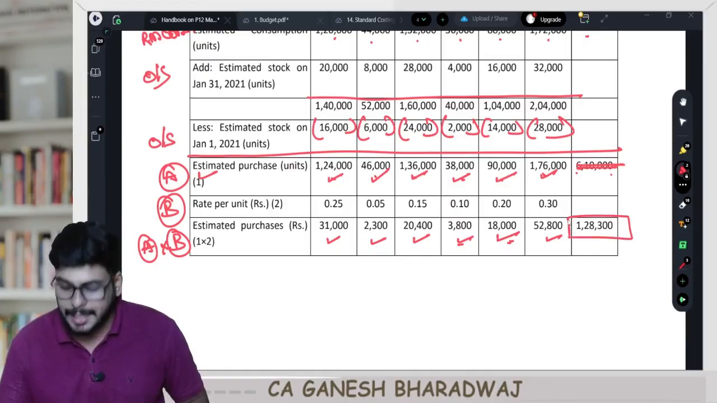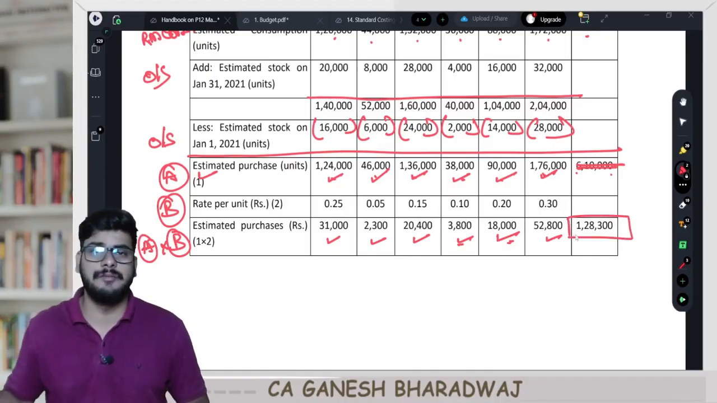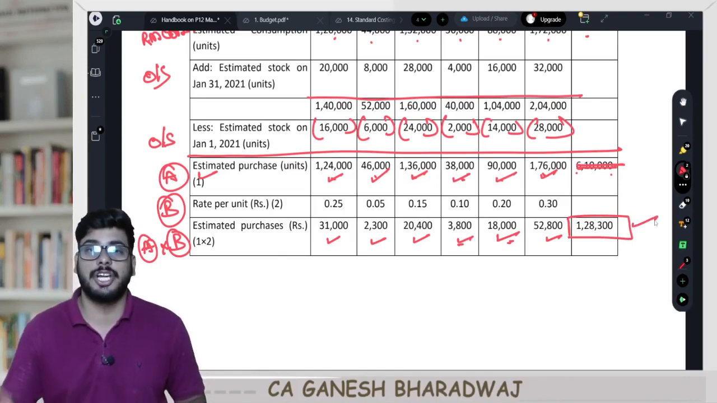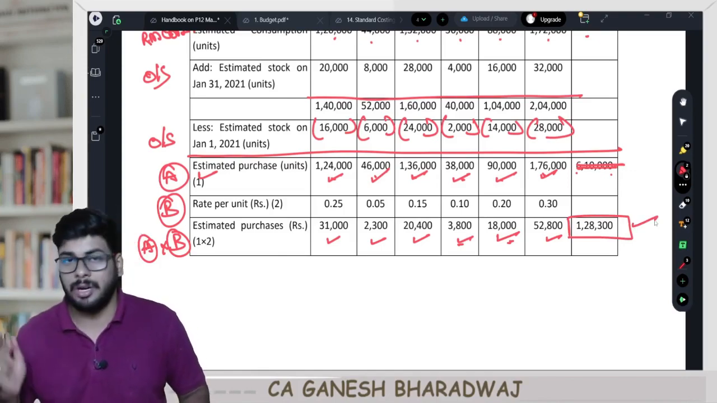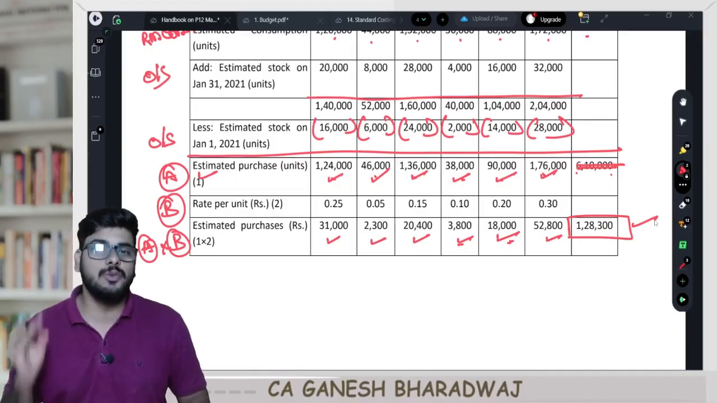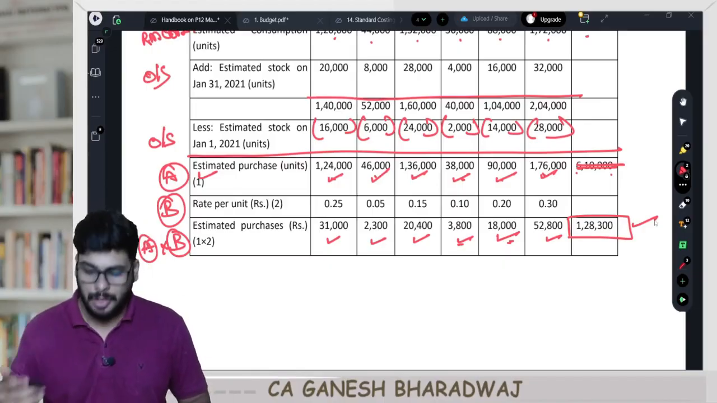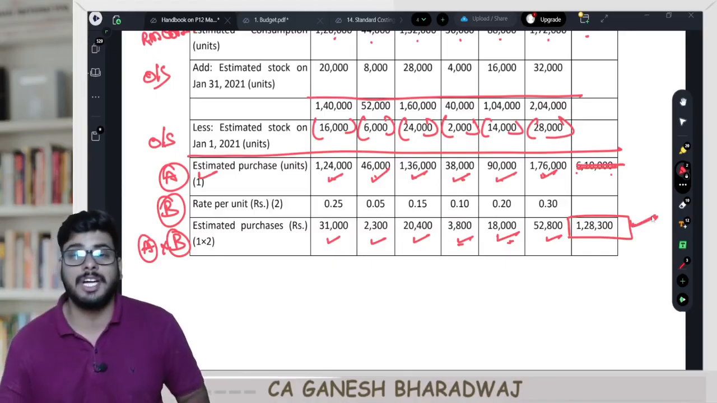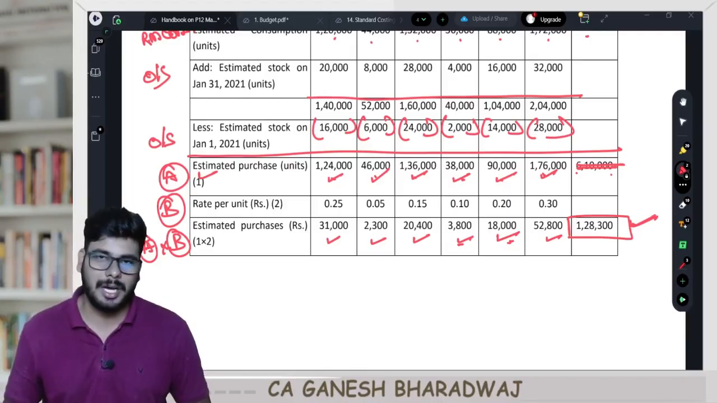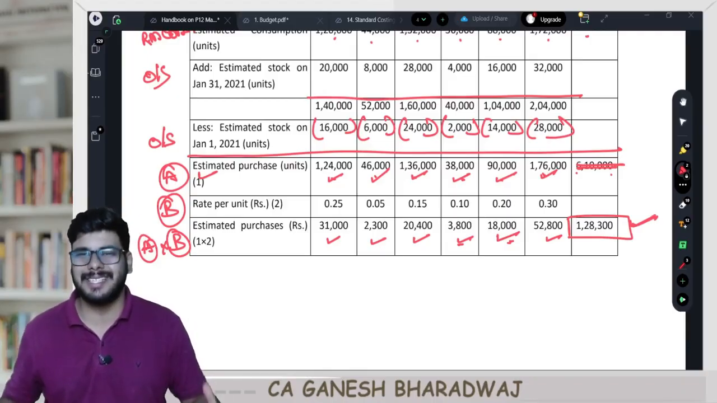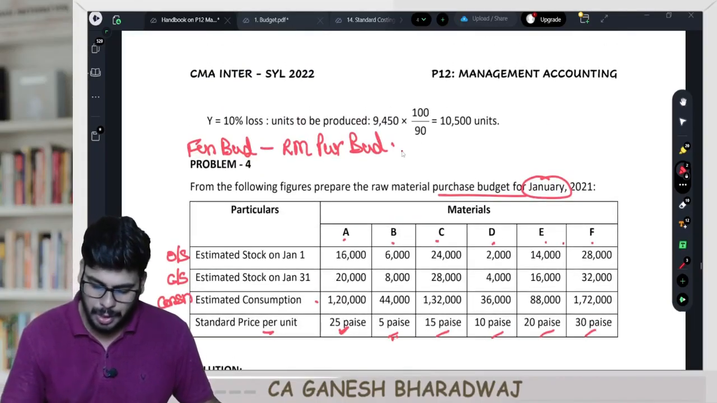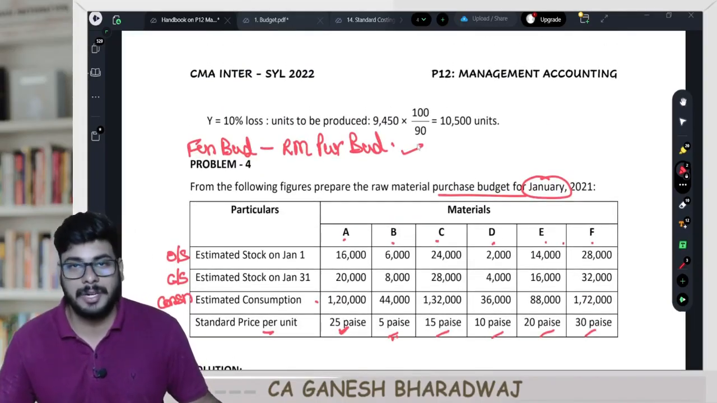This can be added as a whole. Why? Because now I've converted everything into rupees. So now it's going to be how much? 1,28,300. So now I can clearly plan for my raw material purchases. So in this period, I need to prepare myself to the tune of 1,28,300 rupees for the purpose of raw material purchases. Are you clear with this, guys? This is exactly what this particular question talks about. And this question was about what? Functional budget with respect to raw material purchases.